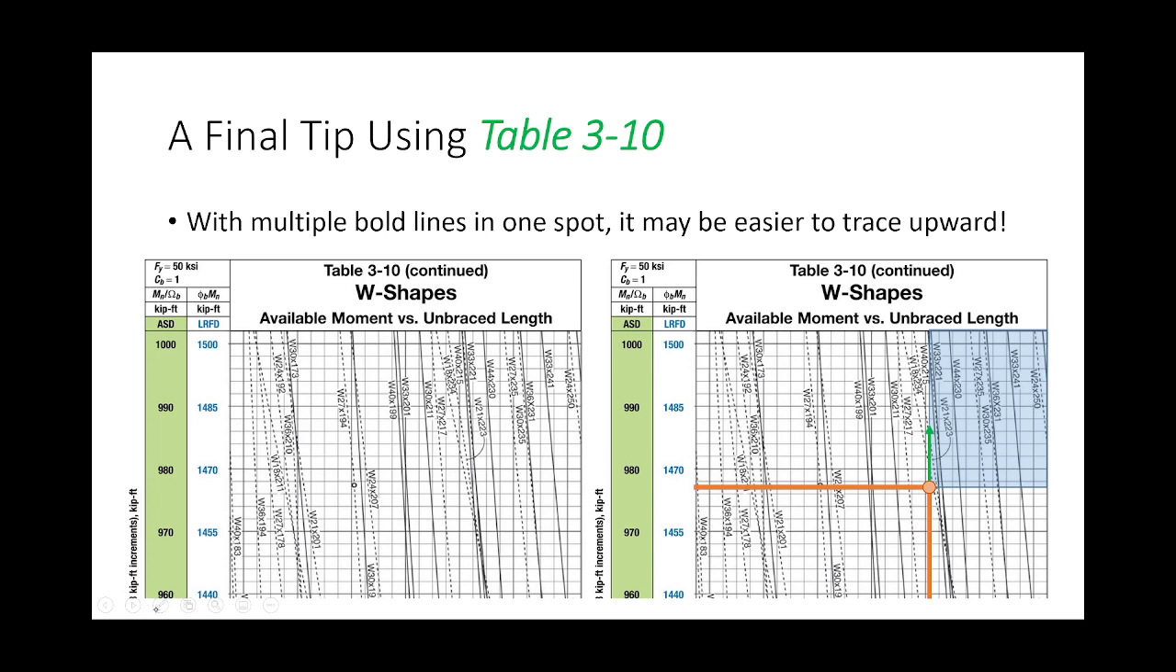All right. Now a final tip. This is for using table 310. When you're using the table, you might have this happen, so I want everybody to look at this. You might find a scenario where you have a bunch of solid vertical lines going up and down, and it might be difficult to figure out which section it is. I have found that sometimes it may be easier, instead of tracing like this, to just trace upward and find the first section that works.